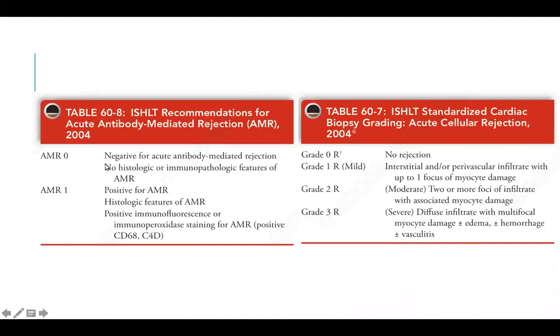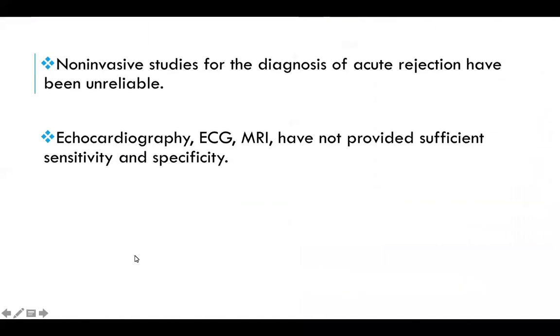And this table is for acute antibody-mediated rejection. AMR0 means negative for acute antibody-mediated rejection: no histological or immunopathologic features of AMR. AMR1 means positive for acute antibody-mediated rejection with histological features, and positive immunofluorescence or immunoperoxidase staining for AMR: positive CD68, C4d. Non-invasive studies for diagnosis of acute rejection have been unreliable. Echo, ECG, and MRI have not provided sufficient sensitivity or specificity.